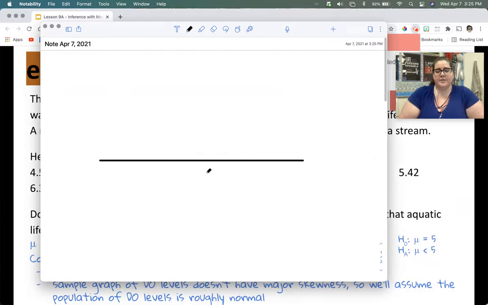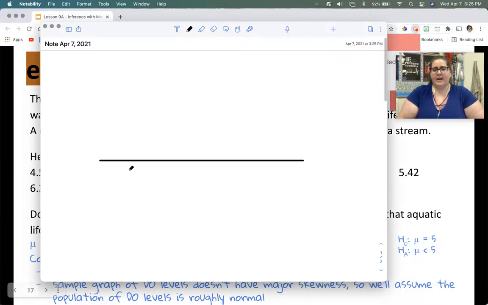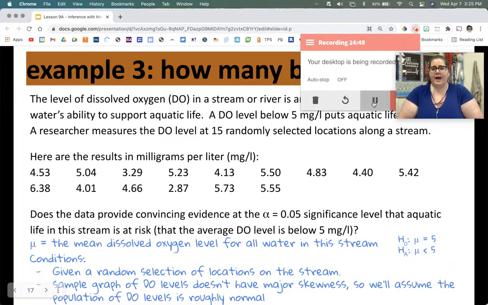All right, so I've got a little screen here. I just made a quick little line to represent a number line. I would look at my data. I see that my data goes from about 2.8. The highest one's in the 6s. So I'm just going to set up my number line to make sure that I have space for all of my data. So I'll do that real quick and come back.